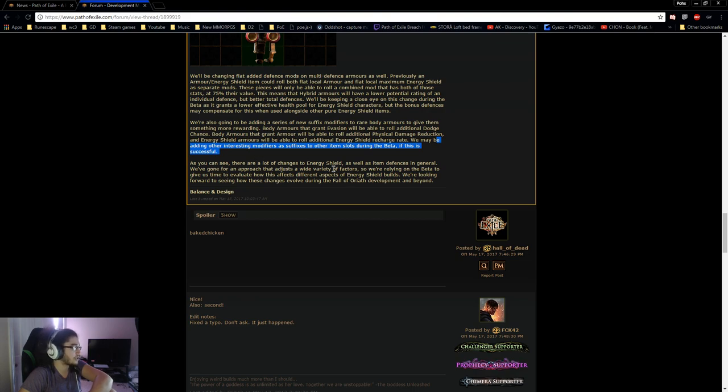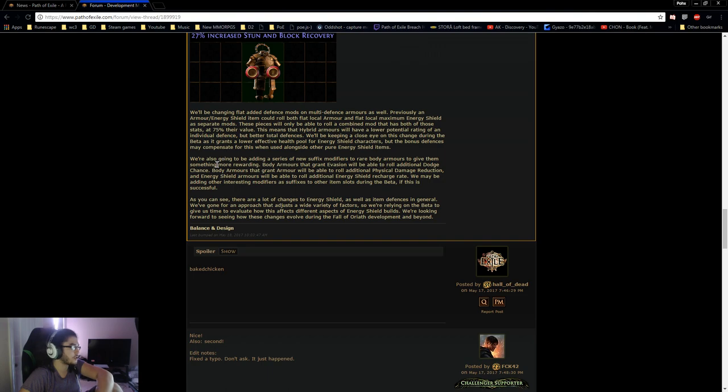As you can see, there are lots of changes to energy shield as well as item defenses in general. We've gone for an approach that adjusts a wide variety of factors, so we're relying on the beta to give us time to evaluate how this affects different aspects of energy shield builds. We're looking forward to seeing how these changes evolve during the fall of Oriette development and beyond.